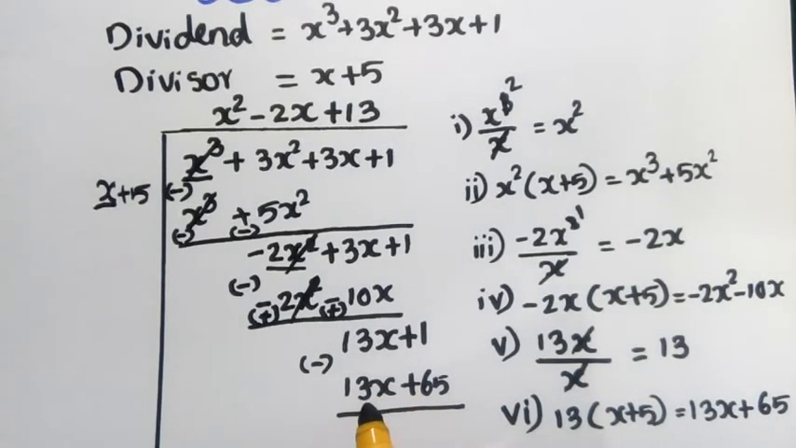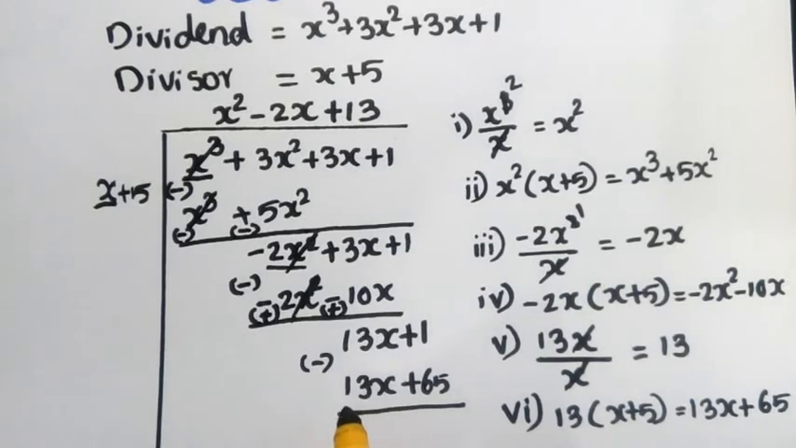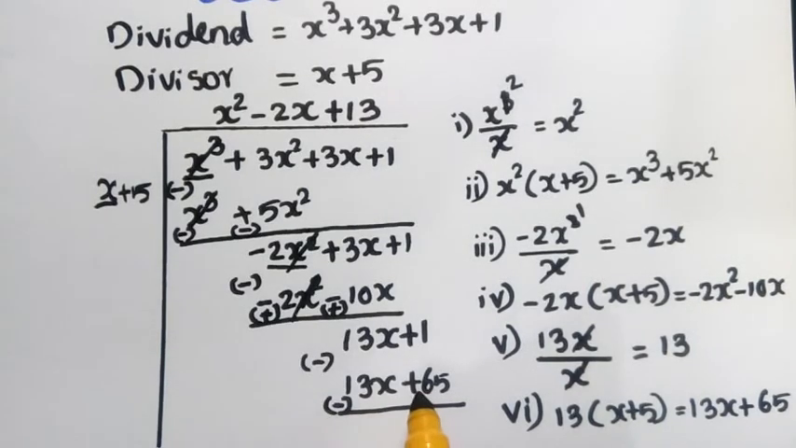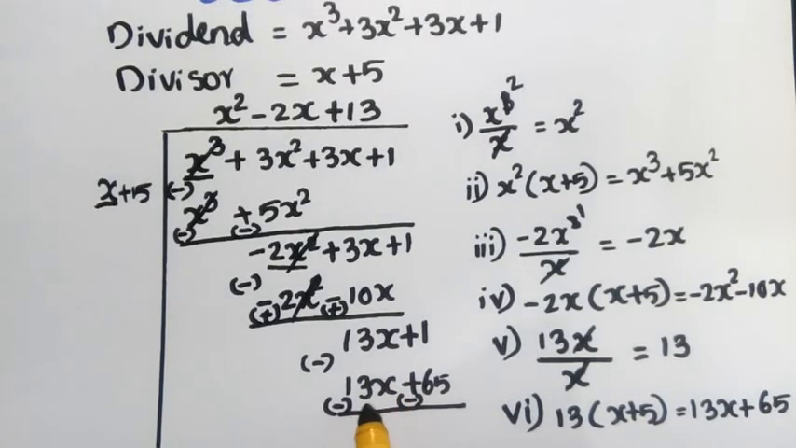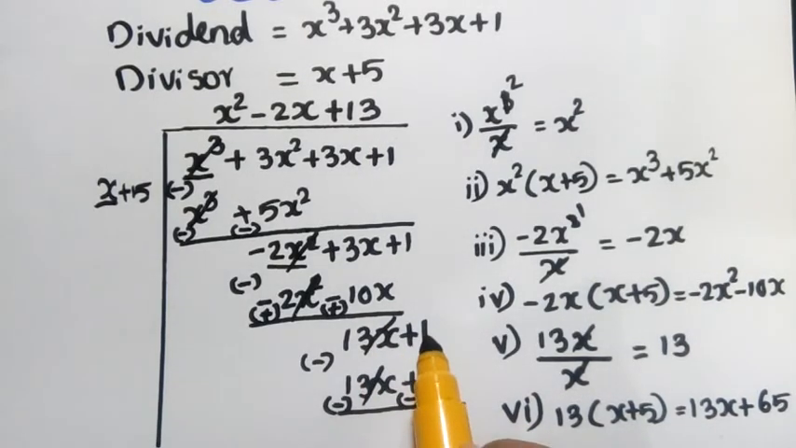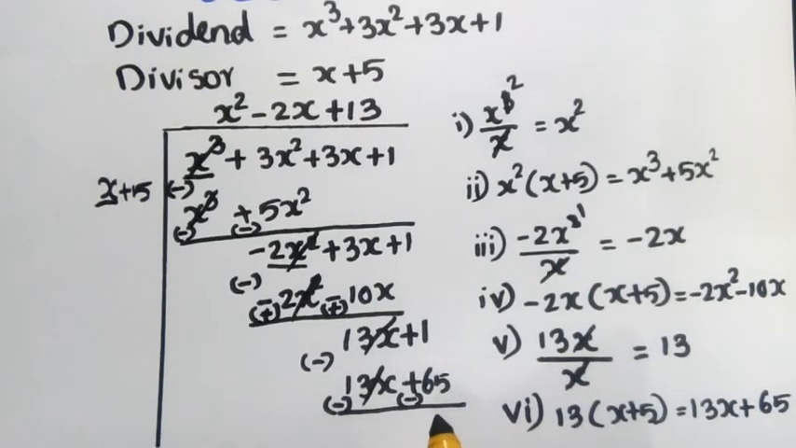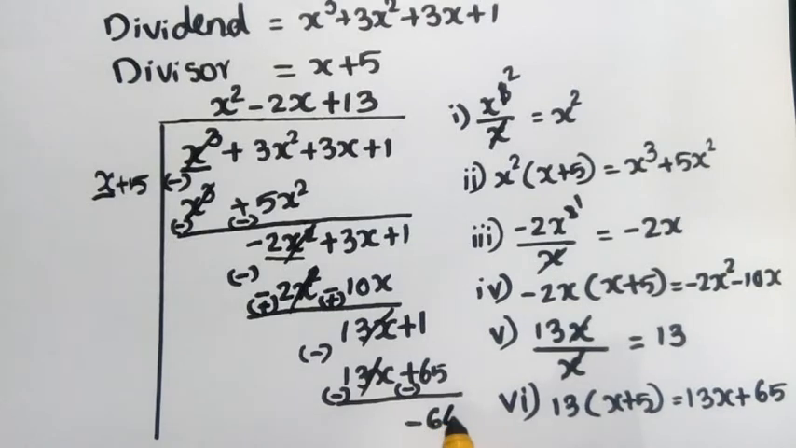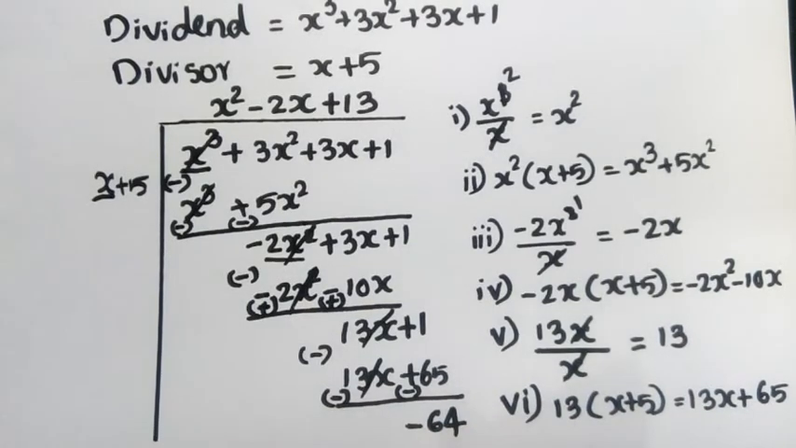So change the sign. Here 13x is positive. So change the sign into minus. And this plus also change into minus. Now do the subtraction. 13x minus 13x, 0, it will cancel. 1 minus 65. What is 1 minus 65? Yes, it is minus 64. Now we got the remainder minus 64. So we can stop our division process.